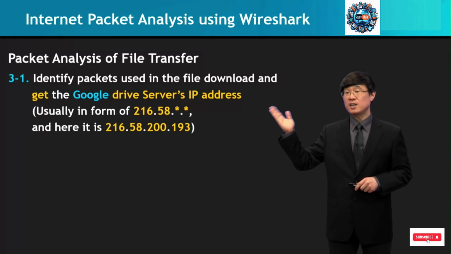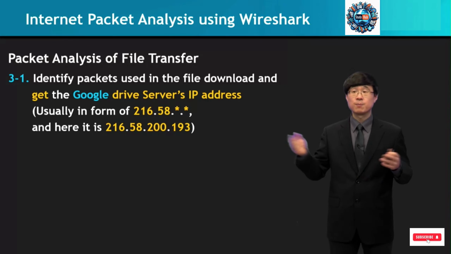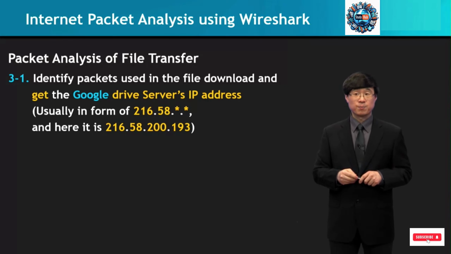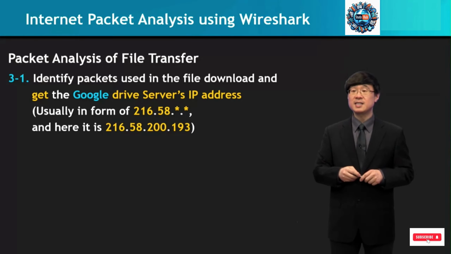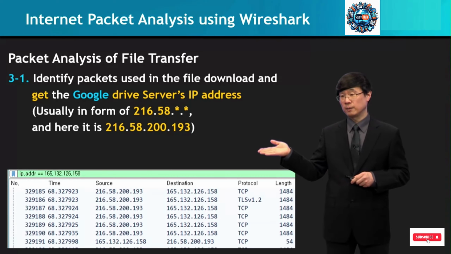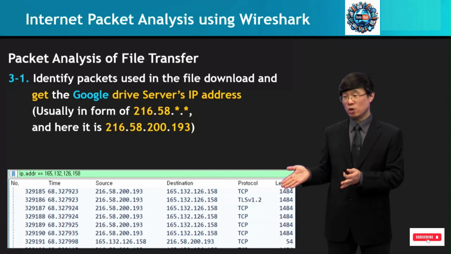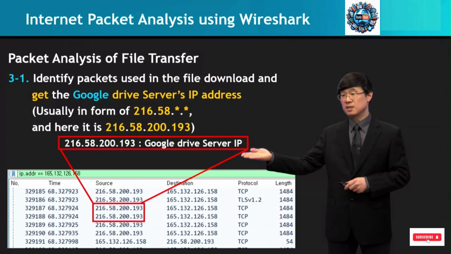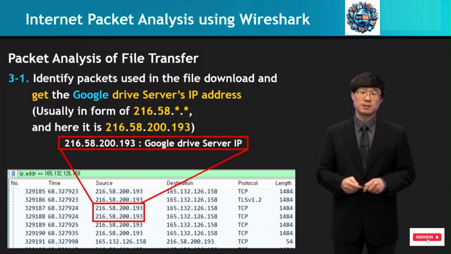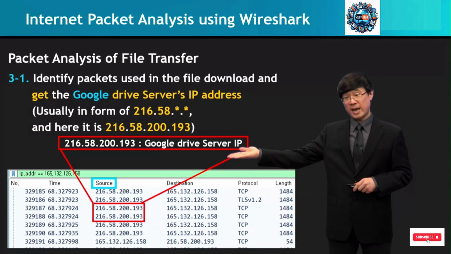Then we're going to identify packets used in the file download and get the Google Drive server's IP address. And as you can see, normally it's in the form of 216.58.something.something, and in this case the address ends with 200.193. Now, in the Wireshark window, you can see that right down there. And this is the Google Drive server's IP address. And you can see that it's indicated under the source address.